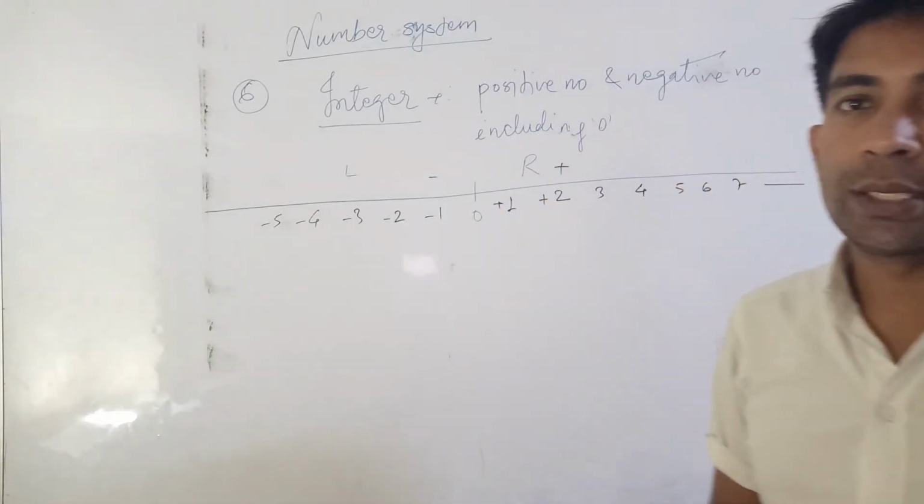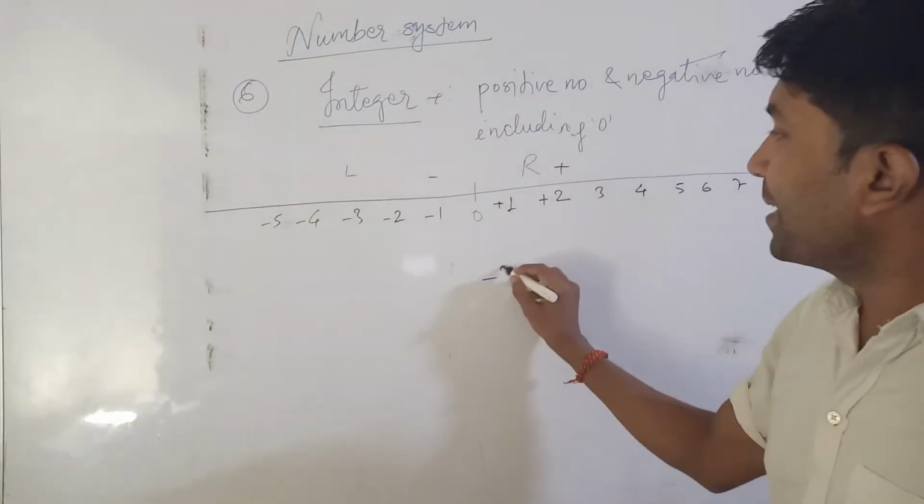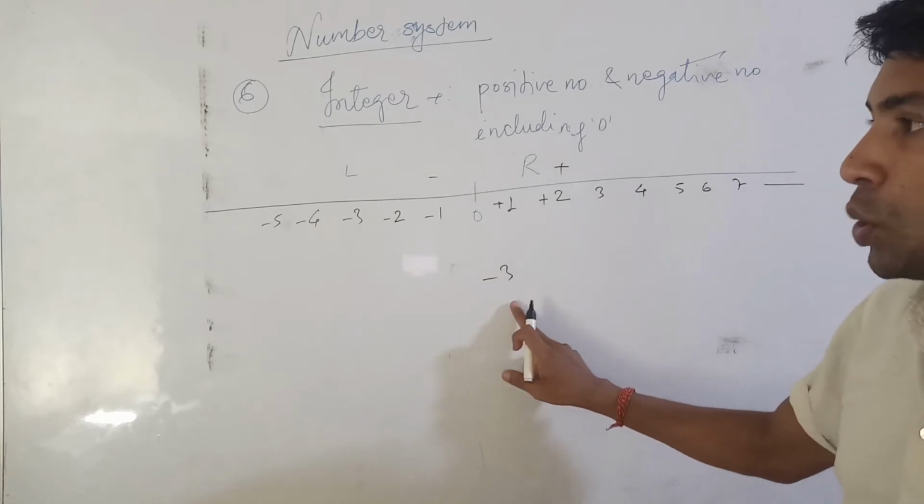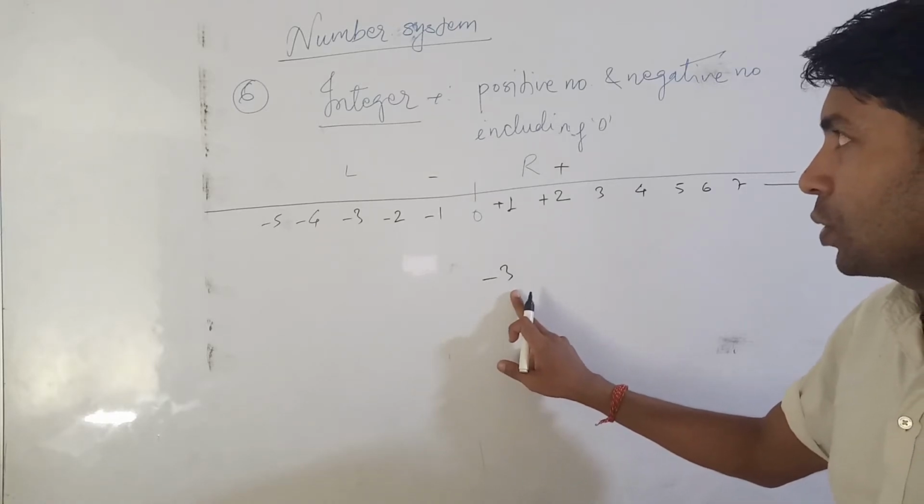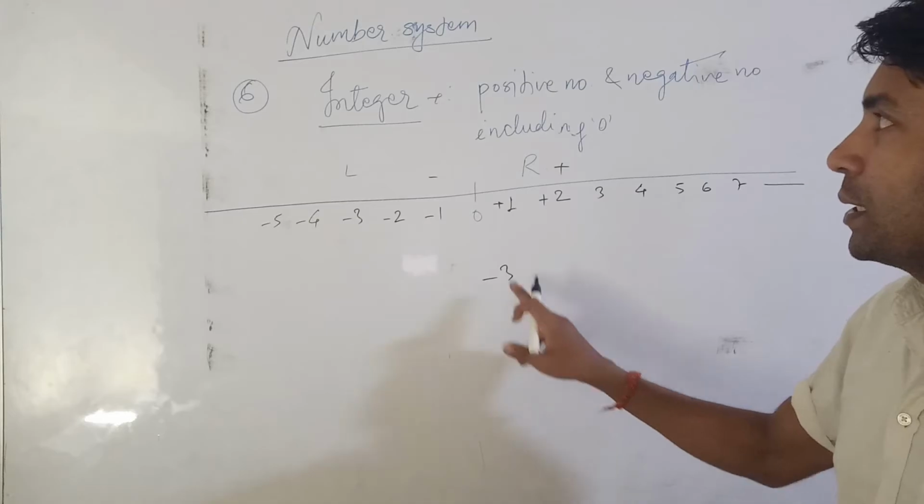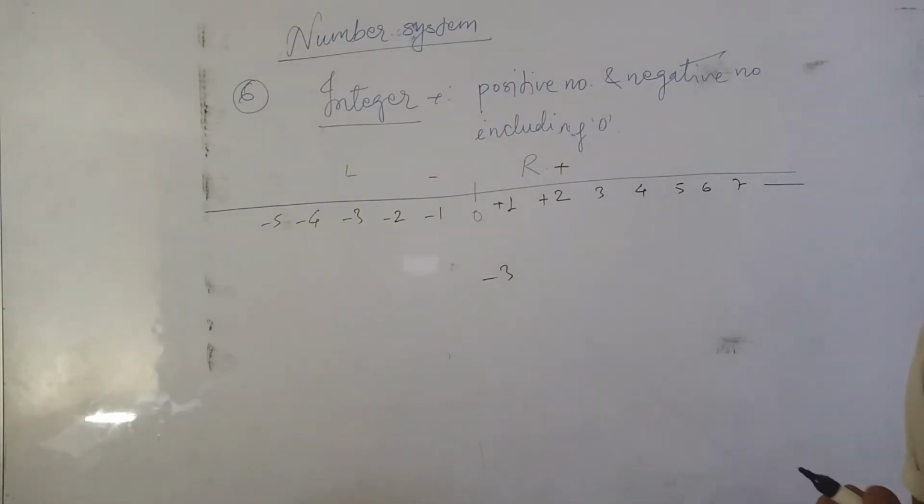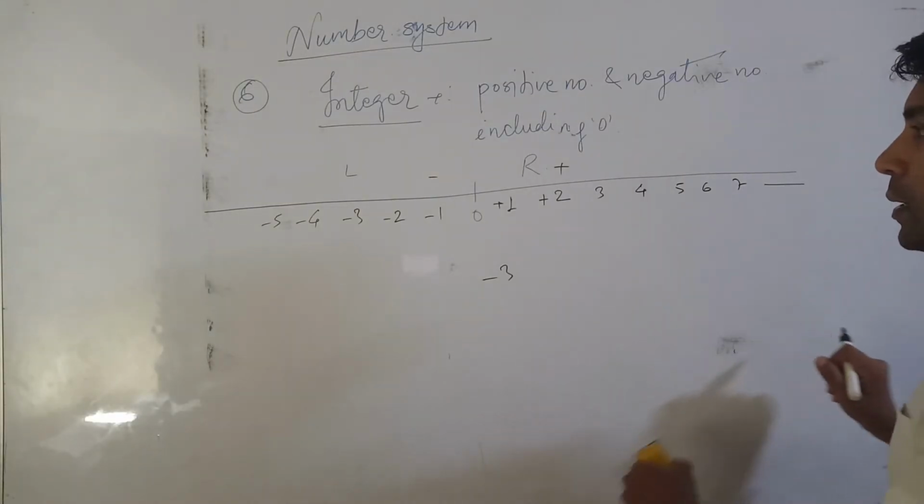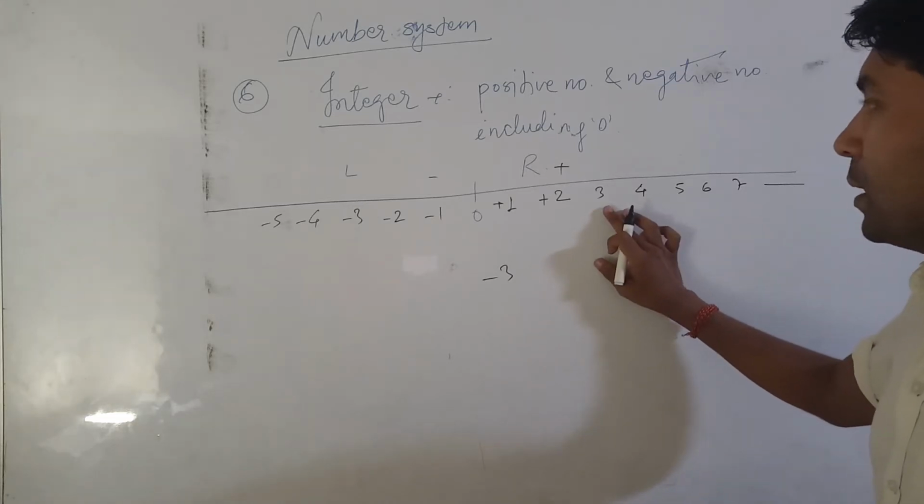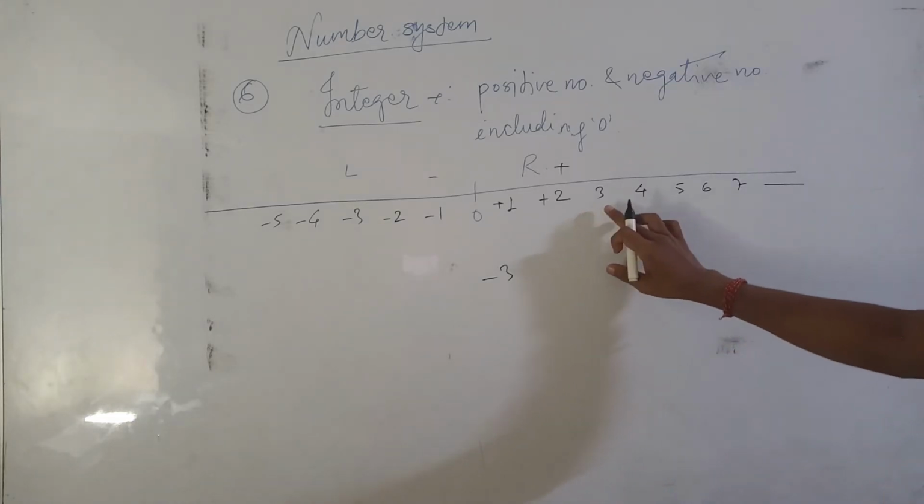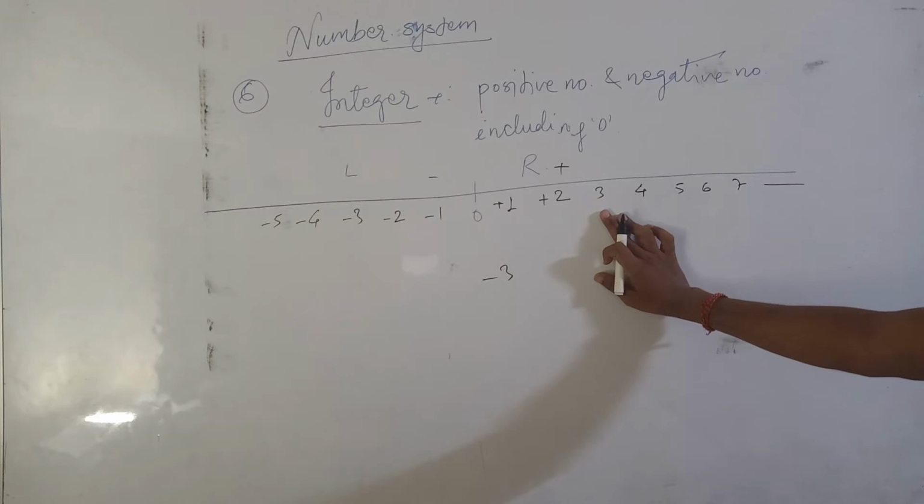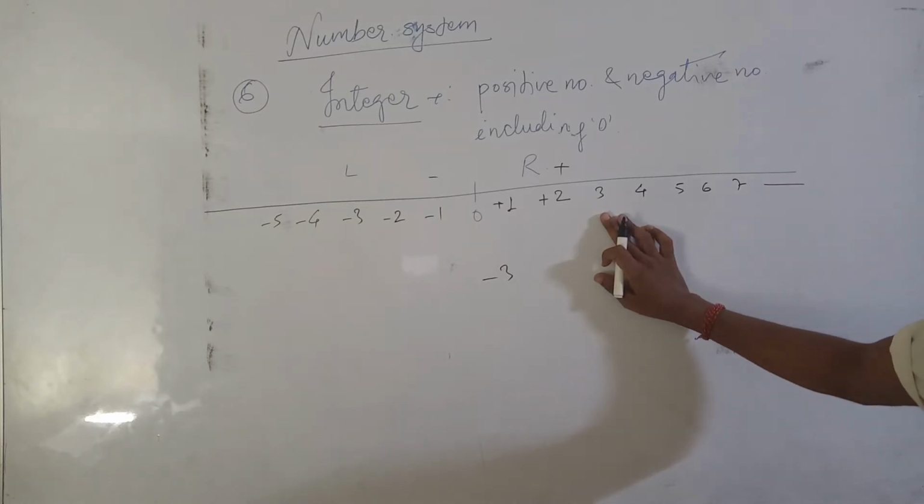So they are integers. If I talk about -3, is it a natural number? No. Is it a whole number? No. Is it a prime number? No. But we call -3 an integer. What is -3? It's an integer. Okay. Then similarly, talk about 3. This is a natural number. This is a prime number. This is a whole number, and also this is an integer.